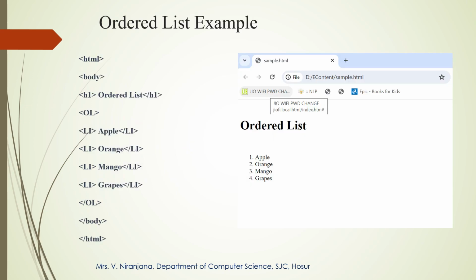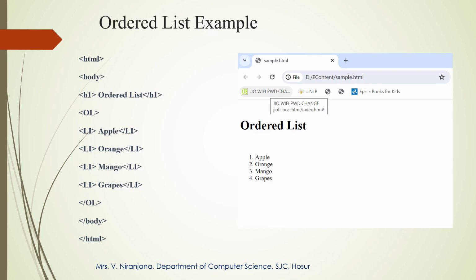Now this is an example of the ordered list. Here we have displayed a list of fruits: apple, orange, mango and grapes. You can see OL on the left side, where I have given the list, and on the right side is the output which you will view in a web page. You can see the heading Ordered List, given in an H1 tag, followed by the list items apple, orange, mango and grapes, listed in order 1, 2, 3 and 4. By default, the ordered list will have numbering of 1, 2, 3, 4.